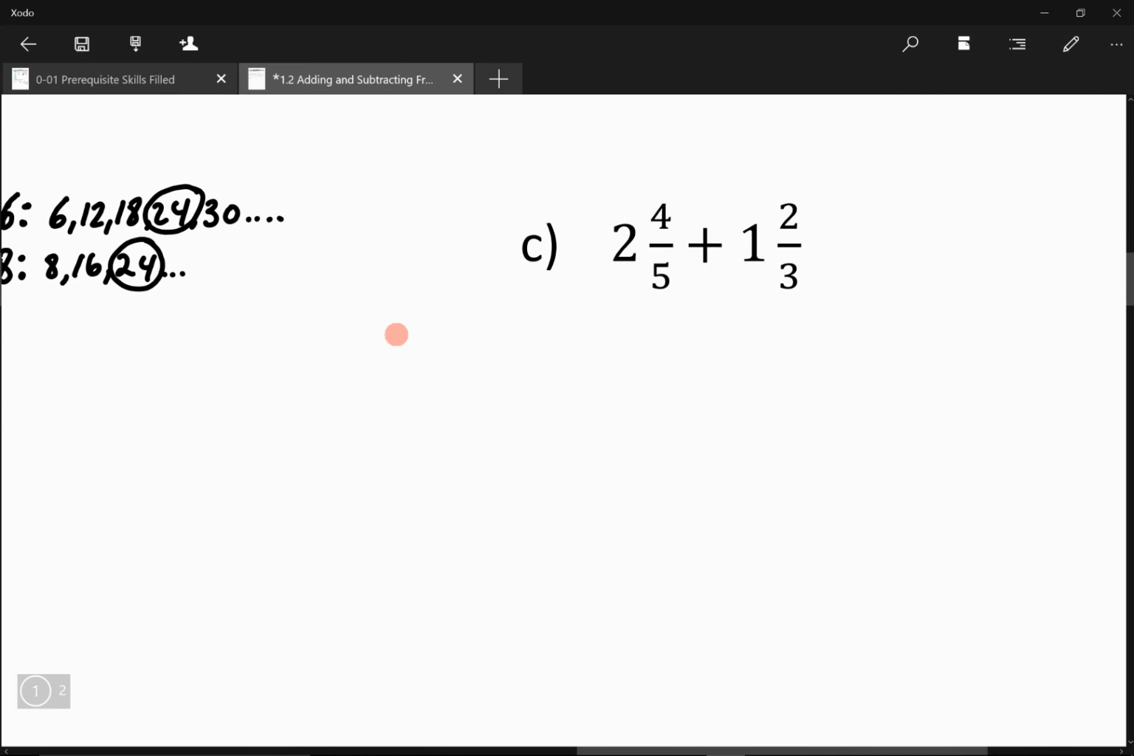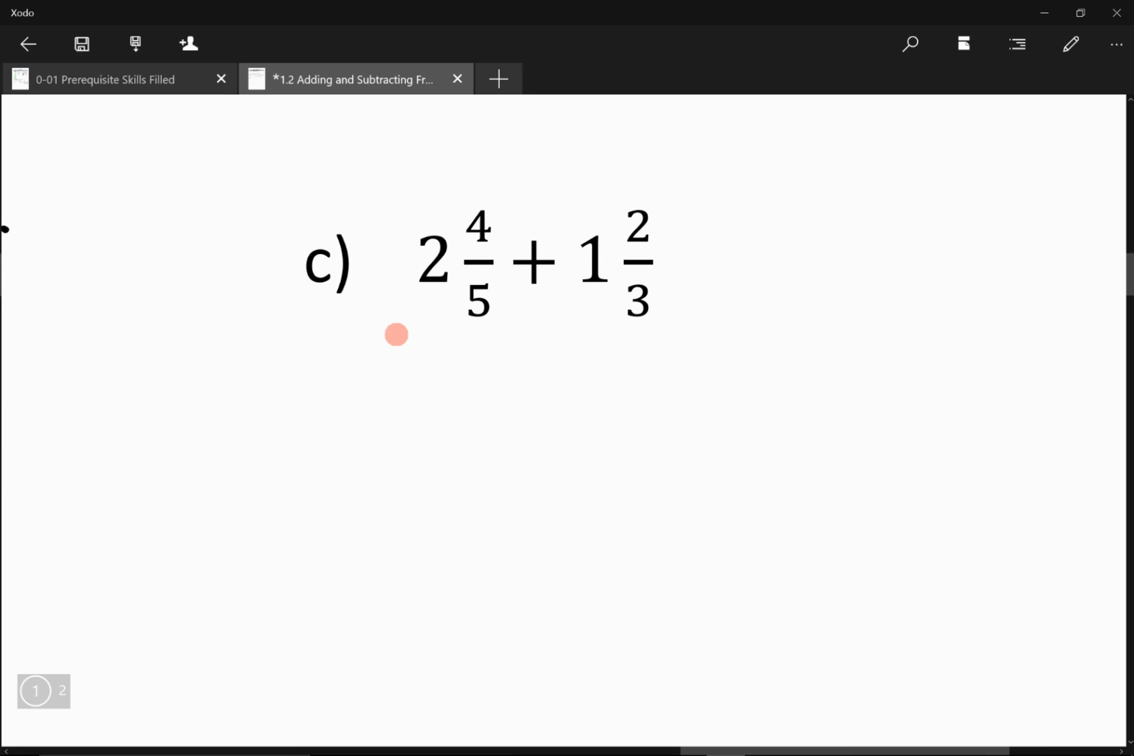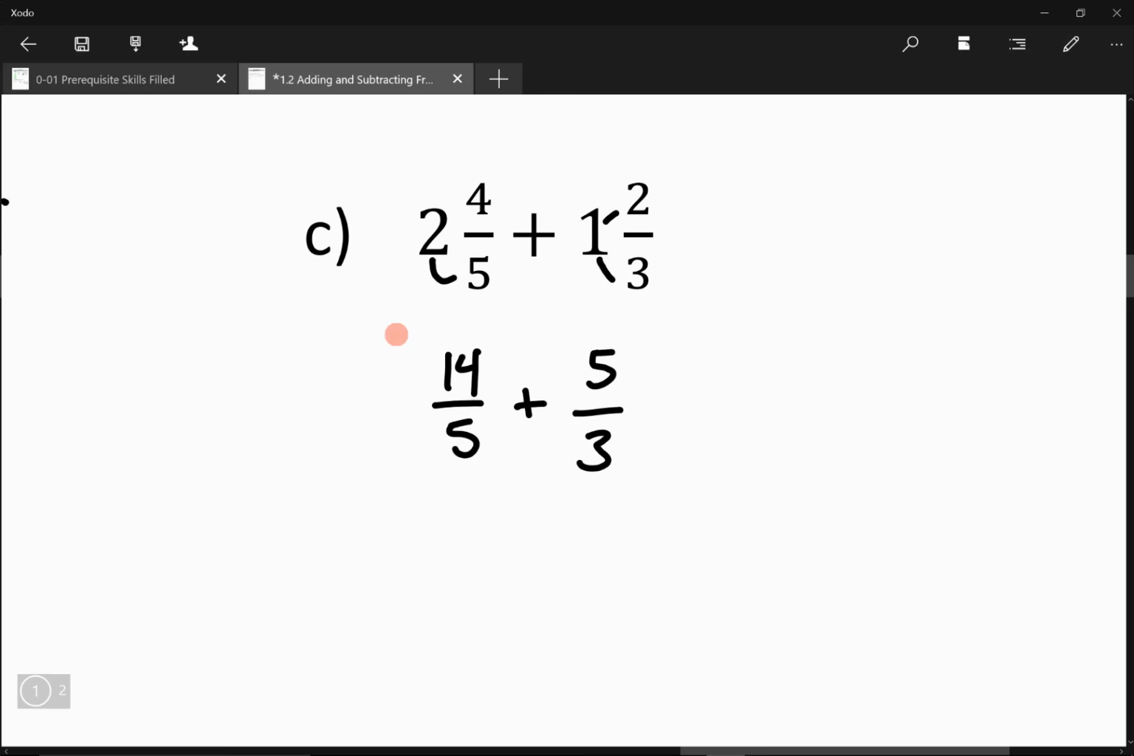So let's do part C, mixed numbers. What I'd like you to do is convert these mixed numbers into improper fractions. So 2 times 5 is 10, plus 4 is 14, over 5, plus 1 times 3 is 3, plus the numerator is 5, over 3, and there are my improper fractions.